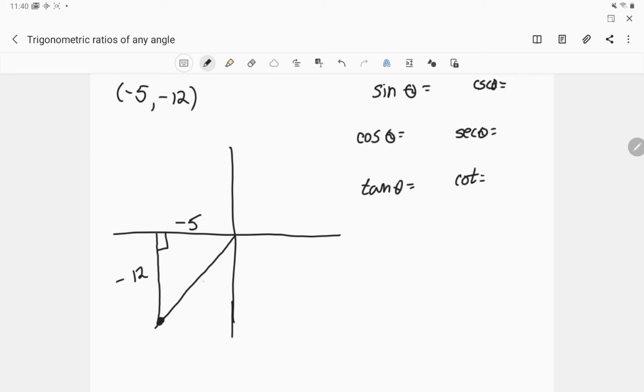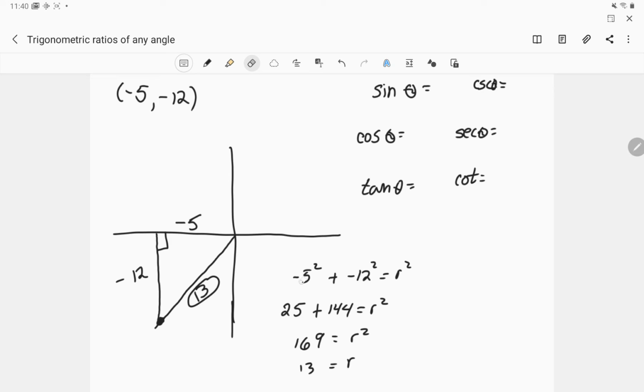Now, I can figure out what the hypotenuse side is, because I know the Pythagorean theorem. The Pythagorean theorem tells me that -5 squared plus -12 squared equals my resultant, or my hypotenuse, squared. So 25 plus 144 equals r squared. So 169 is my r squared, so my r is 13. So I know that this answer is 13. Remember that your resultant or your hypotenuse is always positive.